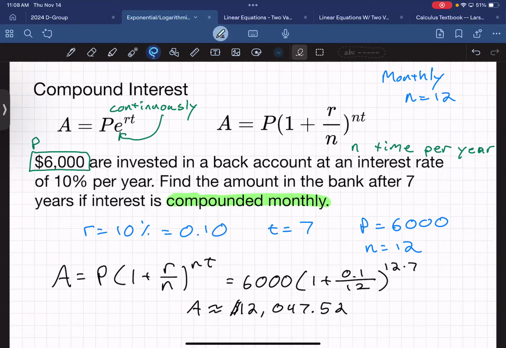If it stays, I need 12,000. I'm supposed to put it together. All right, 6,000 parentheses 1 plus 0.1 divided by 12, close parentheses. Then hit that exponent button. Remember, it looks like this. You could put 84, but if you do 12 times 7, make sure 12 times 7 is in parentheses. And you've got something a lot smaller, right? Well, actually a lot bigger because it multiplied by 7.